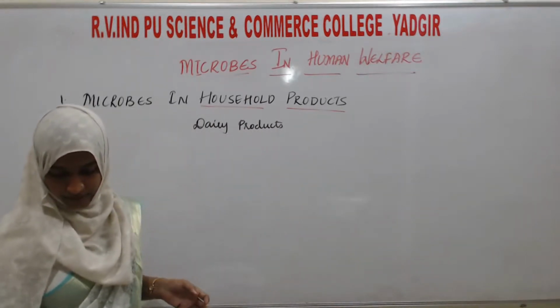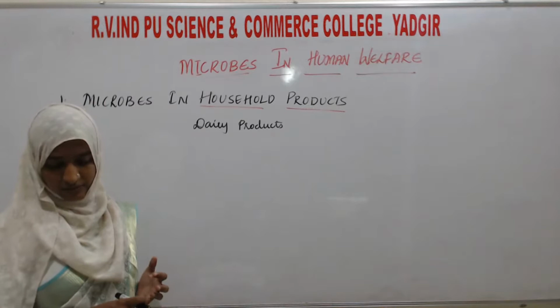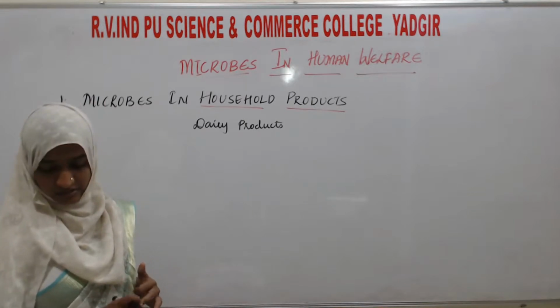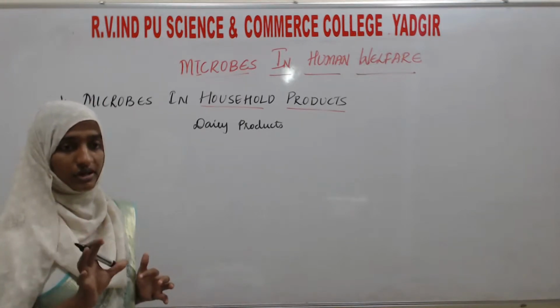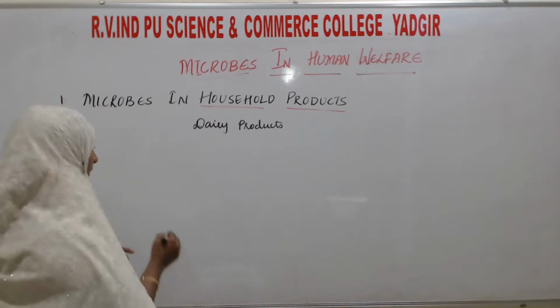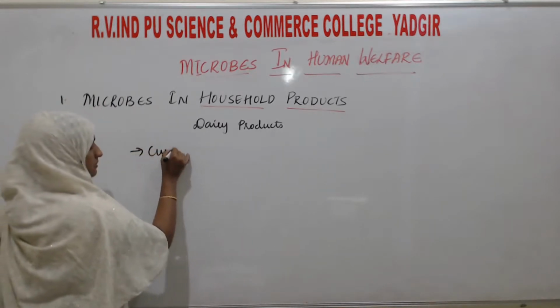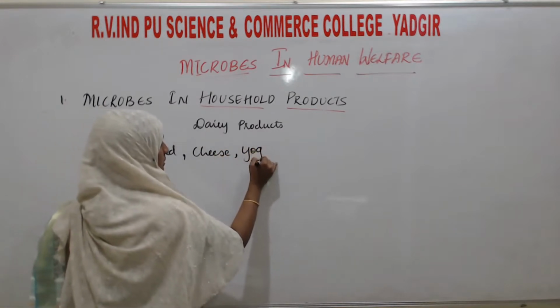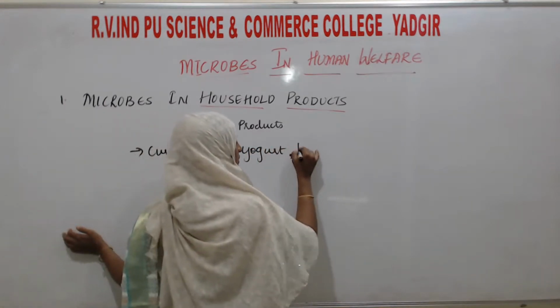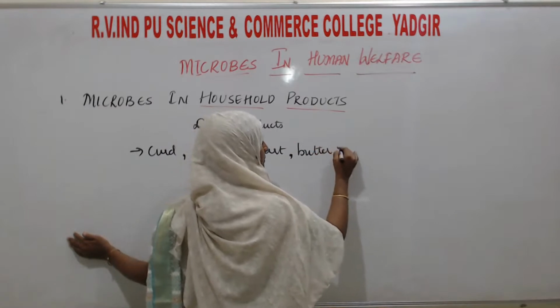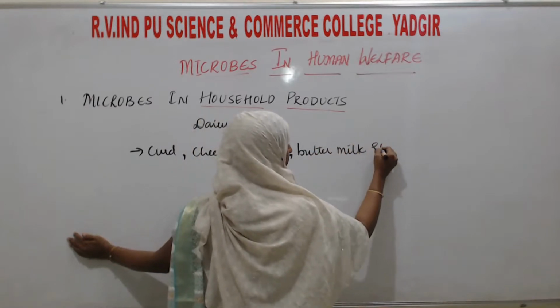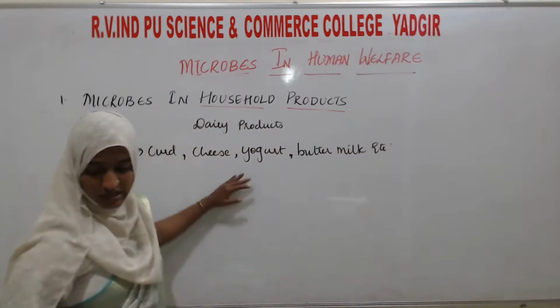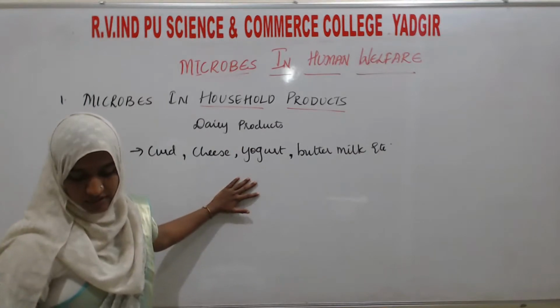Here the dairy products include curd, yogurt, buttermilk, then cheese. What are these? Dairy products. Curd, cheese, yogurt, buttermilk, etc. All of these are dairy products.